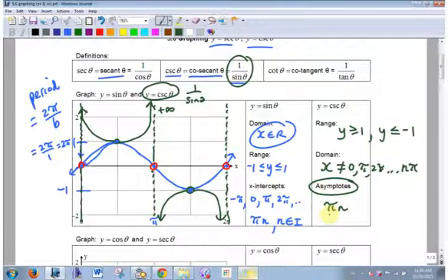Pi n, where n is an integer. Okay? There, no good. There, no good. There, no good. And every pi after, and every pi negative before it. Okay? That's where the asymptotes are.